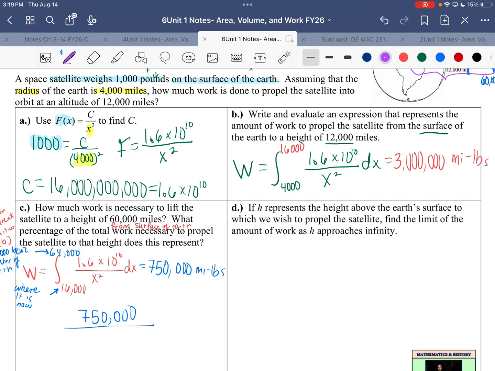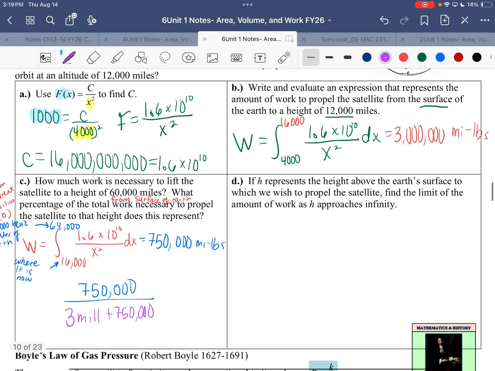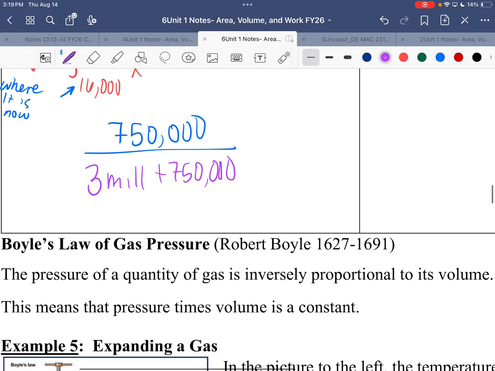To get it that far, we have to take what we found in part B, 3 million, plus, I was going to say billion, plus our current distance now. So this is what part B, to get to 16,000 from the center of Earth, plus the additional, whatever that distance was.